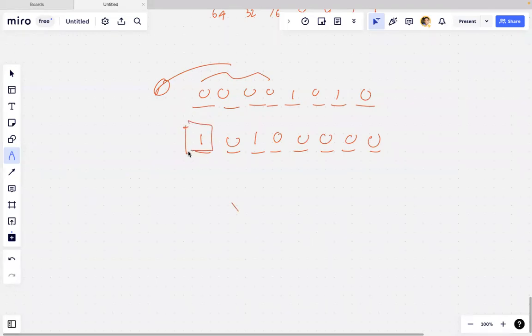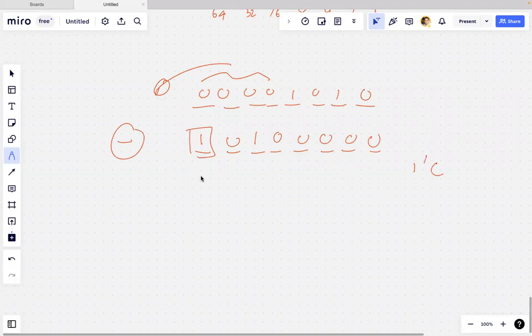So you know this is 1. That means it is a negative value. But how do you get the value? Can you convert this one? No, you have to get the 2's complement. How do you get the 2's complement? First get the 1's complement. That means invert the bits.